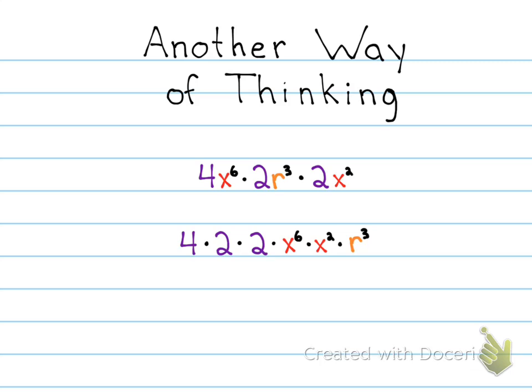So we're going to go ahead and do 4 times 2, which is 8, times 2, which is 16. And that'll give me x to the 6 times x squared is x to the 8. And I've got an r cubed that can't be combined, so there's my final answer here. And we can do a lot of this stuff mentally once we truly understand what we're doing. So let's take a look at doing a couple of these using mental math.